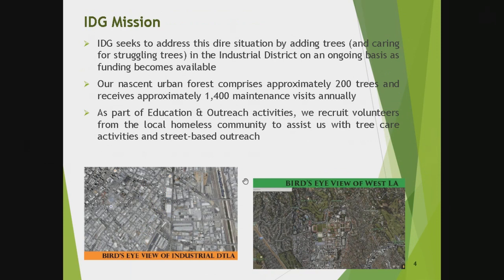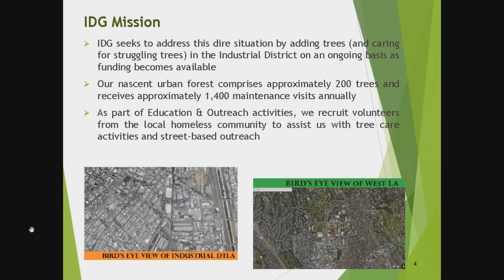Our mission is to begin to address this situation by adding trees and caring for the existing trees in the neighborhood wherever possible. Our funding comes in sporadic chunks, so sometimes we're very active, sometimes we're more in maintenance mode. We're typically doing 2 or 3 plantings a year. Right now we're up to 200 trees, and because of the difficult conditions in our target zone, those trees receive approximately 1,400 maintenance visits annually.